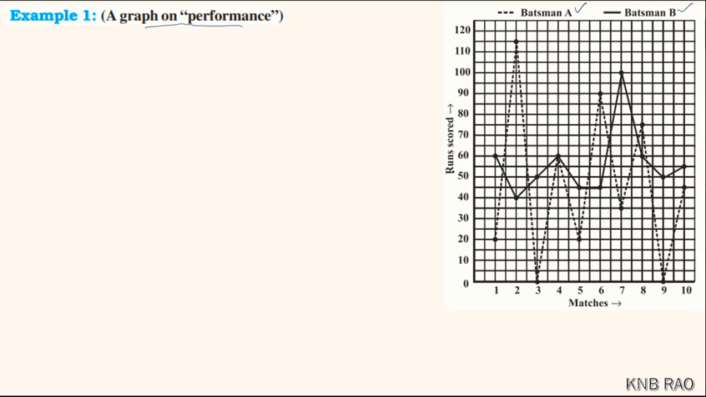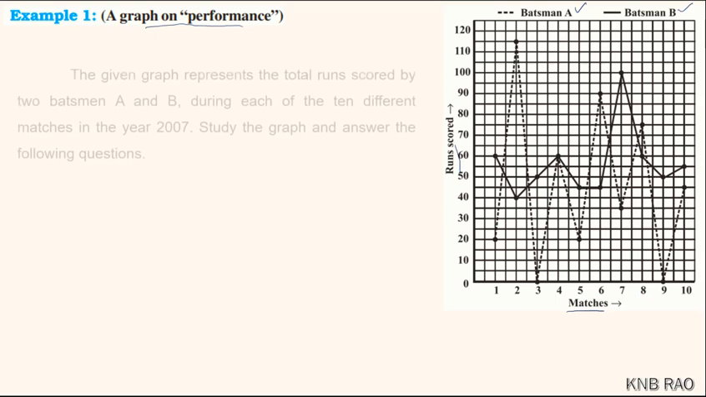And on the vertical axis I have runs scored. On the horizontal axis I have matches. That means I can say it is the performance of two batsmen, batsman A and batsman B, in the 10 matches. Based on the runs scored, we are going to do something. Now let me give you a question.